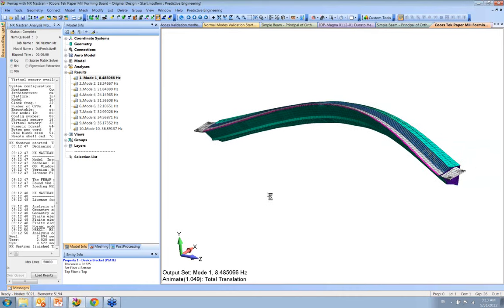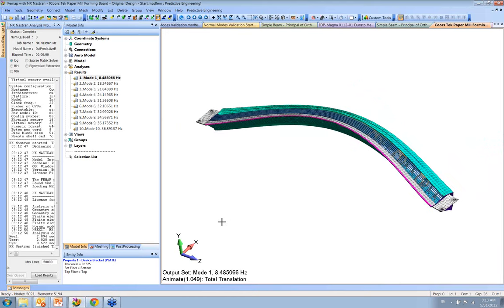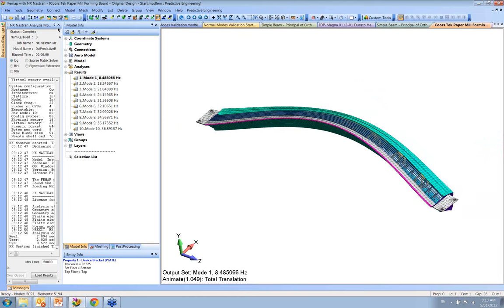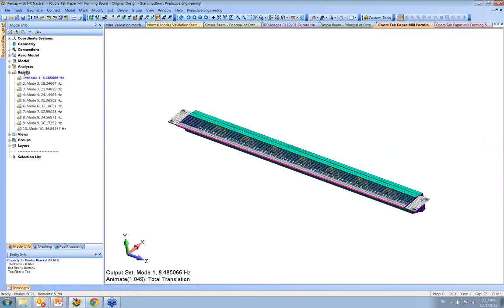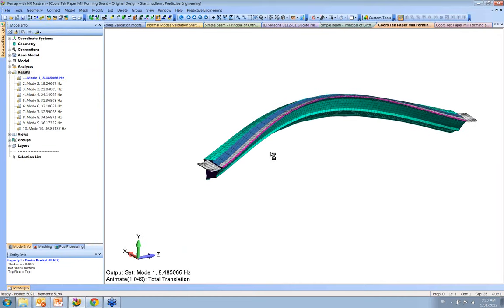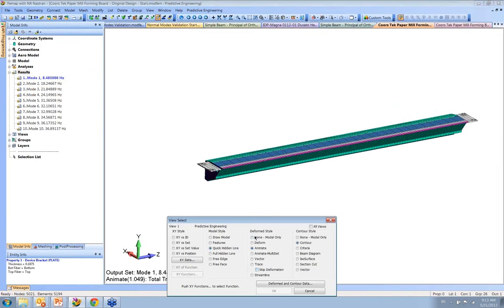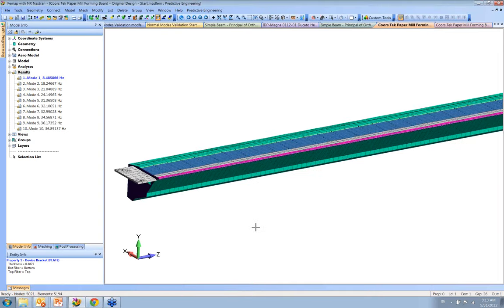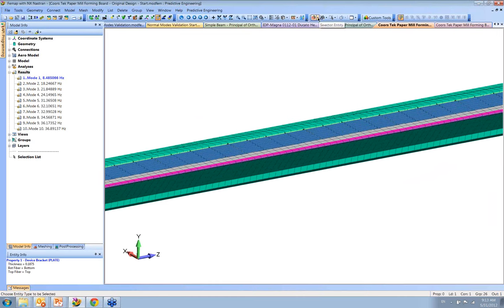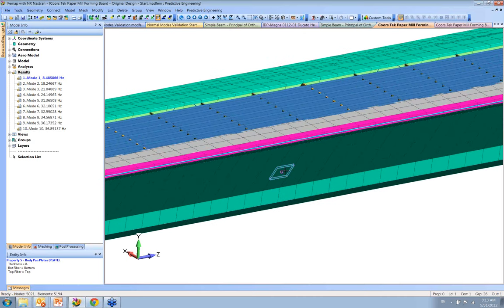So there's our first mode, 8.4. And we screwed around with it for a long time. And I'll show you what I mean. Remember, that's 8. So let's just say, well, gee, it's moving up and down. It's like a beam. Okay, fine. So then let's just reinforce. I would just make those right there. I want to make sure I got the right plate right there.